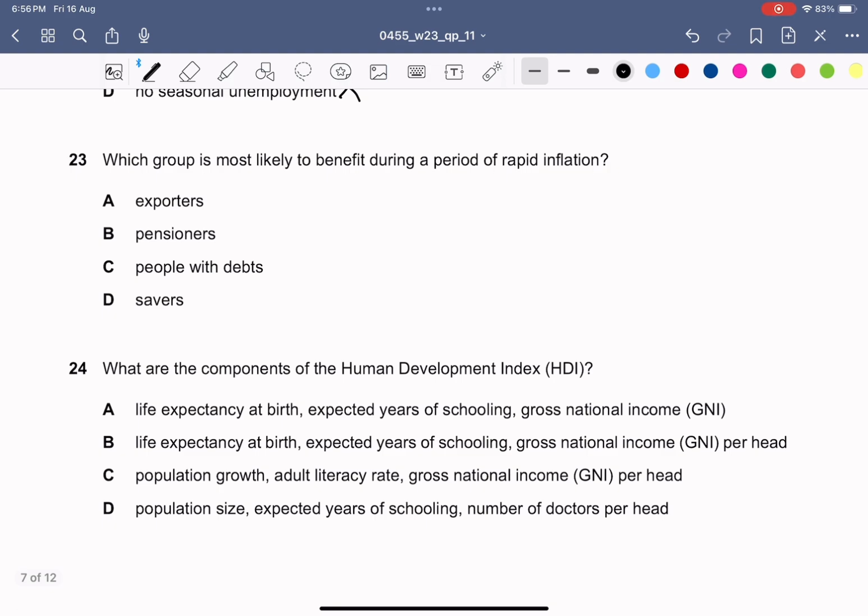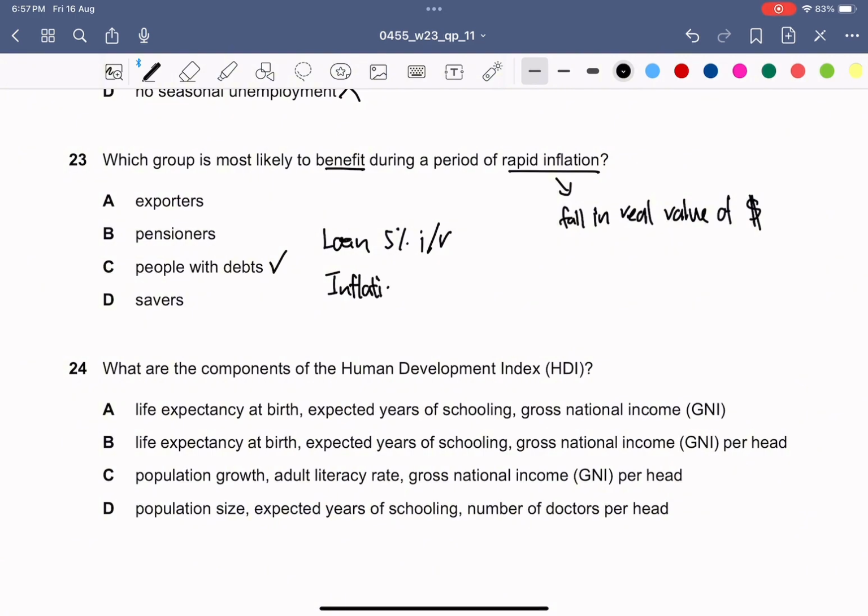23. Which group is most likely to benefit during a period of rapid inflation? So inflation means there's a fall in real value of money. There's usually only one answer, which is people with debts, because the money they need to repay is worth less than when they initially borrowed it. For example, if I borrow a bank loan at 5% interest rate, but inflation is 4%, this means that the real interest rate I repay is only 1%. So as a person that needs to repay that, I am benefited from inflation.